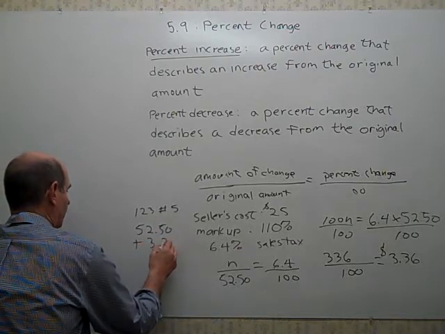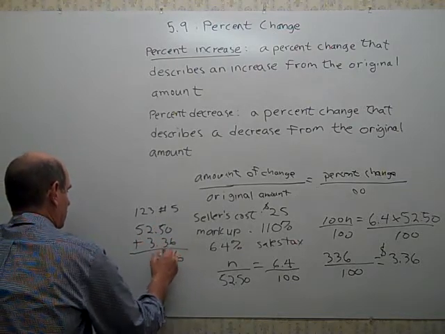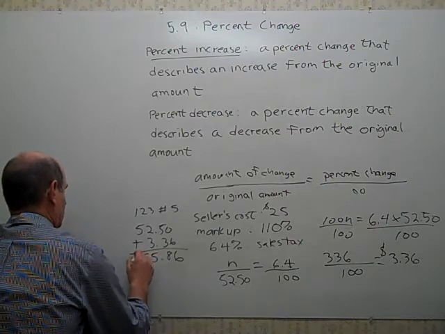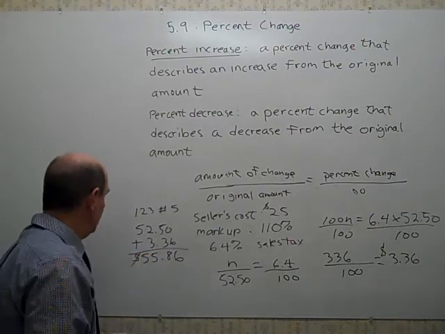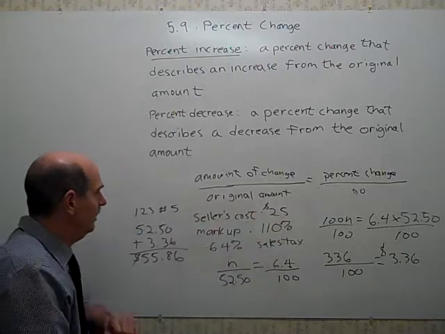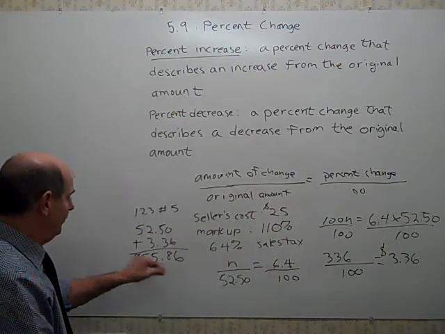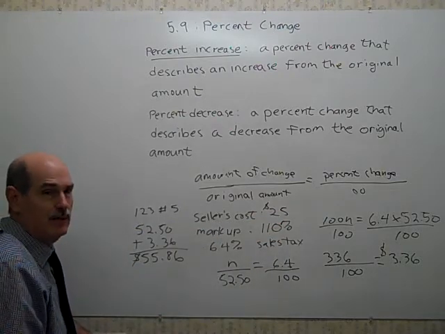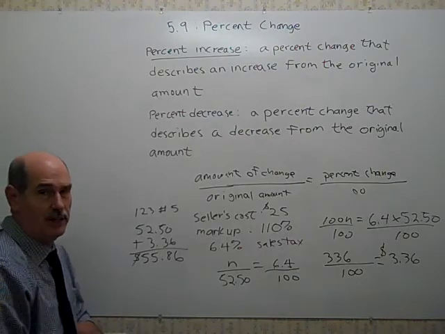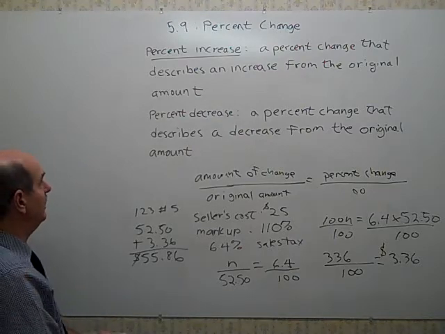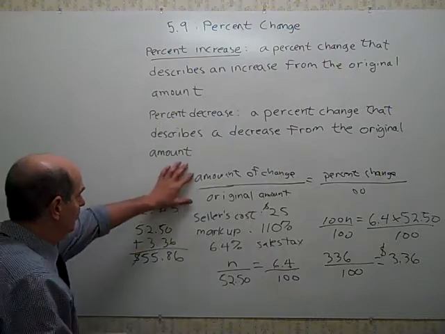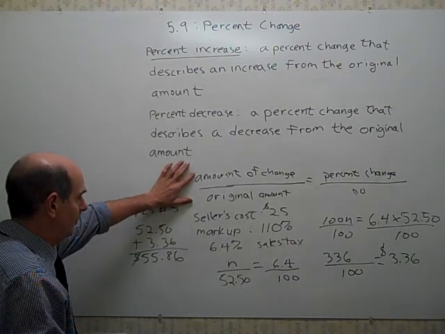plus $3.36. So what someone buys originally for $25 ends up costing the customer $55.86. And that's about as complicated as it gets, but it's all based on this idea that you can use proportions to figure out percent increase and decrease.